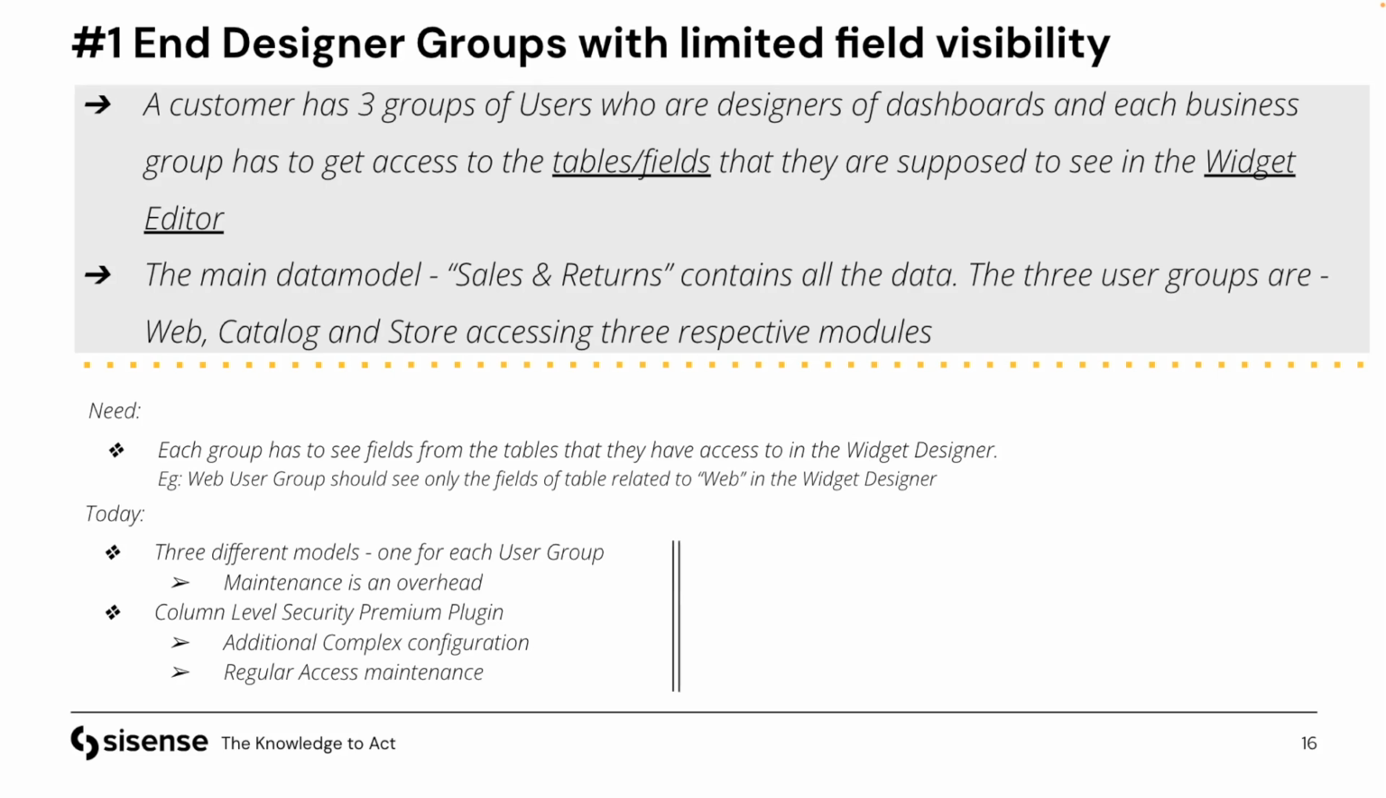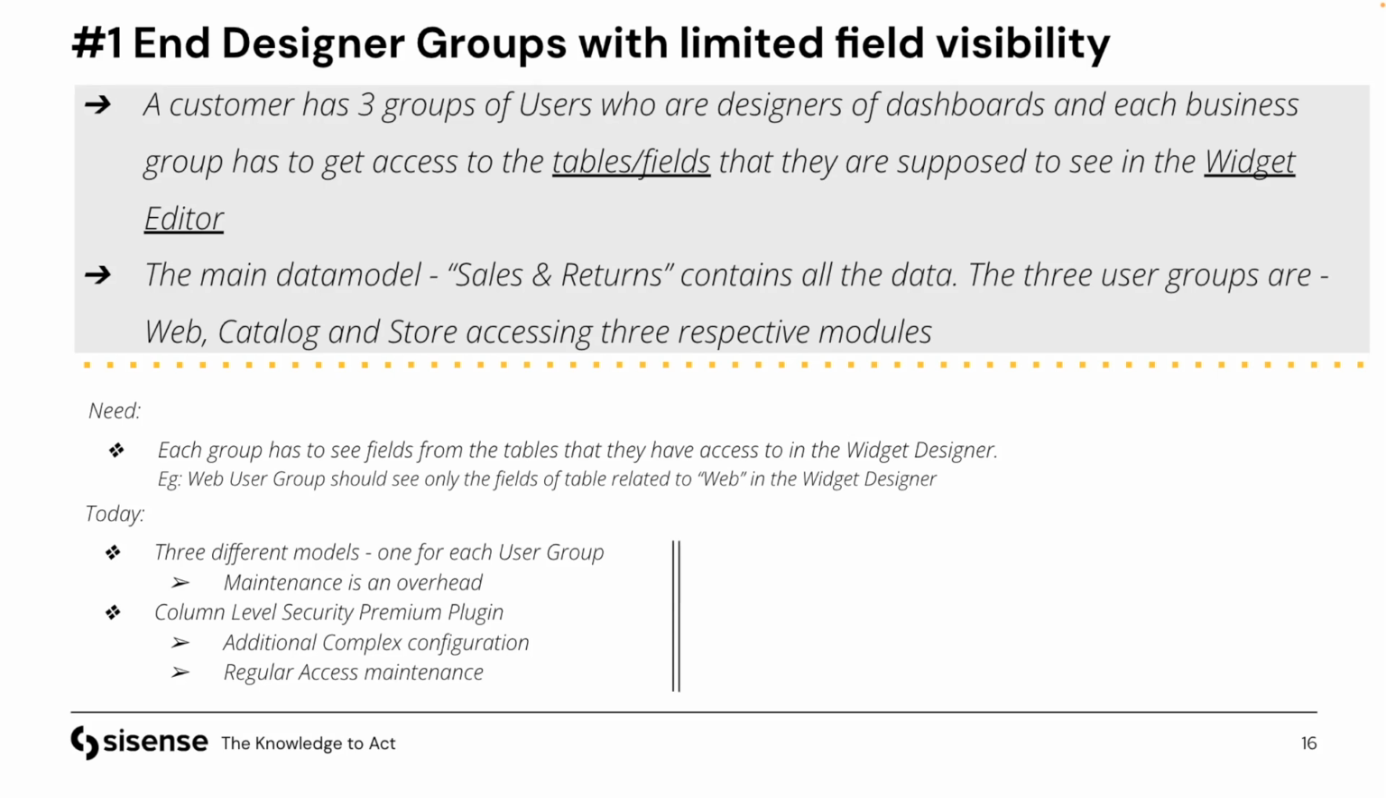Or another approach today without perspectives is using the column level security premium plugin. You can say, okay, this user group can only see these columns. Basically, web user group can only see the web columns. You pick and choose the fields that only the web user group can see, and then you can configure it accordingly, and the same configuration can be repeated for catalog and store. But the major problem with the first approach with 3 models is that maintenance is an overhead. We did see that already, so I'm not going to touch base on that again.